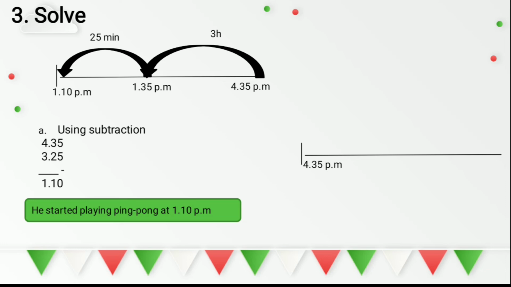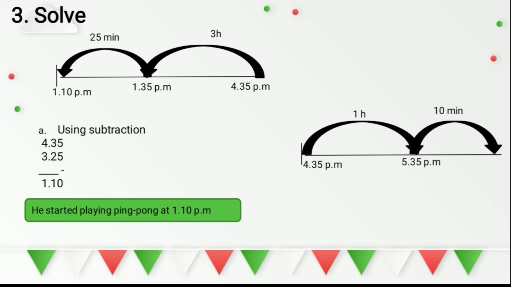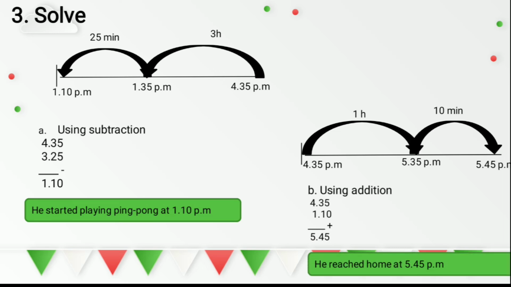For question B, this is the timeline. 4:35 p.m. is the time he stopped playing. 1 hour after 4:35 is 5:35 p.m. 10 minutes after 5:35 p.m. is 5:45 p.m. Using addition, 4:35 plus 1:10 equals 5:45 p.m. So the answer, he reached home at 5:45 p.m.